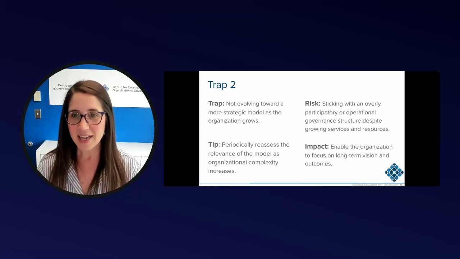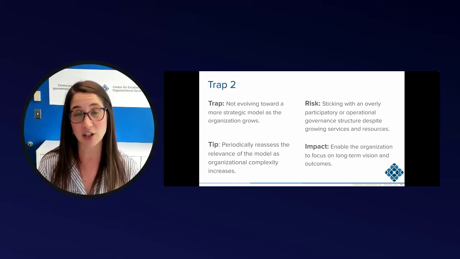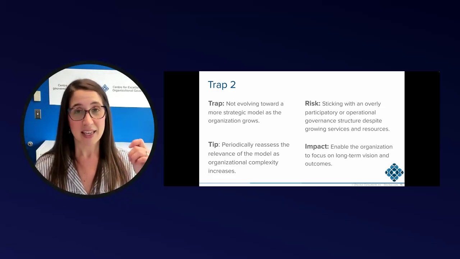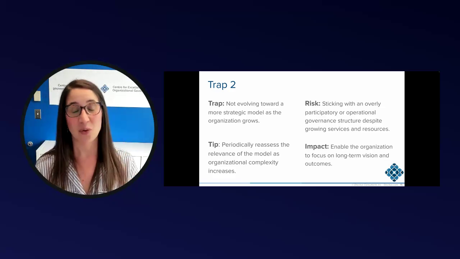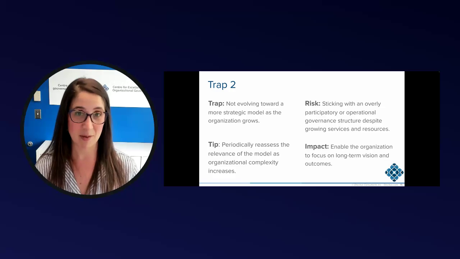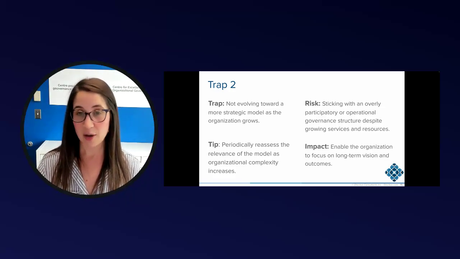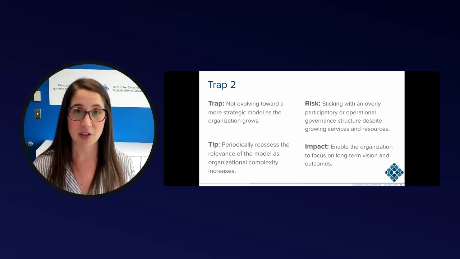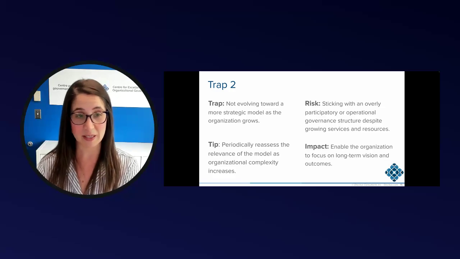What is the risk here? The risk is that sticking with an overly participatory and operational governance structure, despite growing services and resources, can have unwelcome risks or consequences for your board. For example, you're going from a small operational board that does everything to a board that is mainly there for oversight, but it's not clearly understood and the governance model has not followed. You're going to have directors and officers that are constantly overstepping in the executive director's roles and responsibilities.